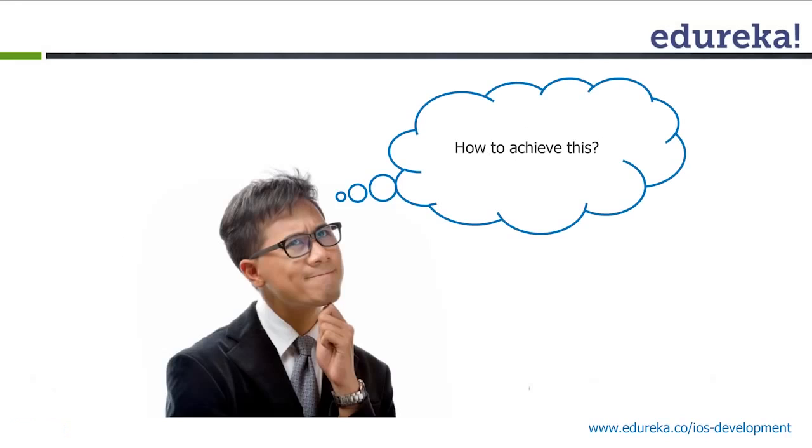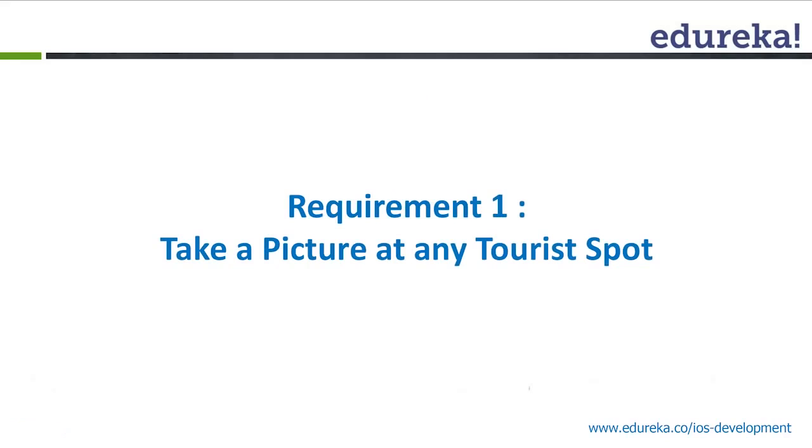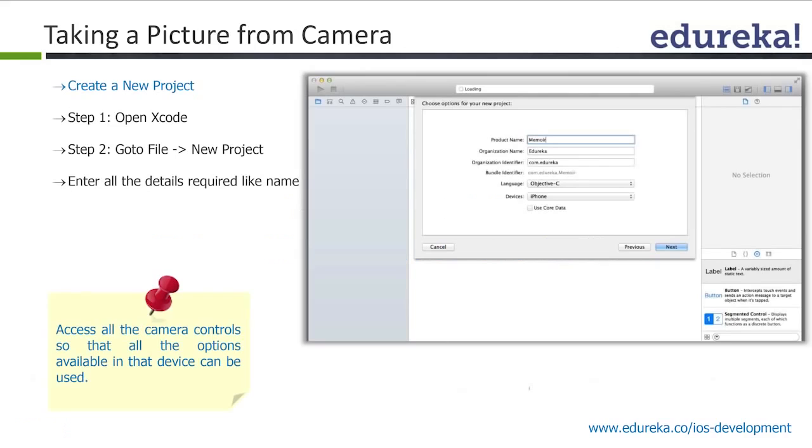So firstly, how to achieve this? You have a Mac, you have Xcode, and you have to develop an application that has all these features. Let's talk about the first requirement, that is taking a picture at any tourist spot. To do that, the first thing is that we have to create a new project.